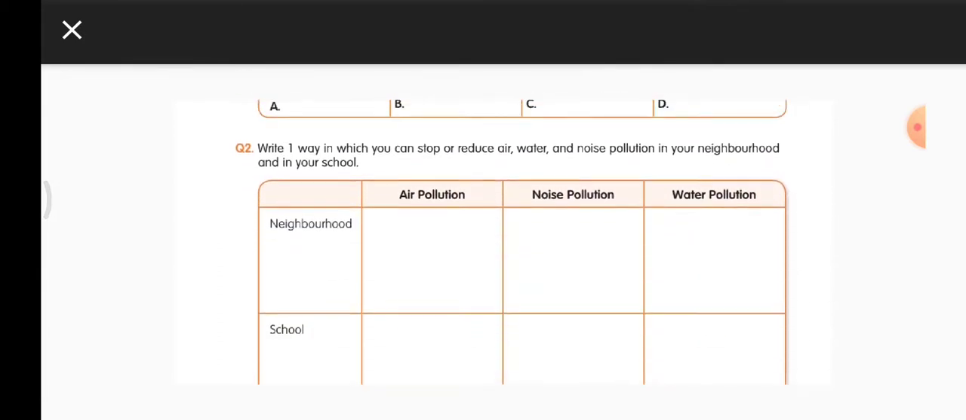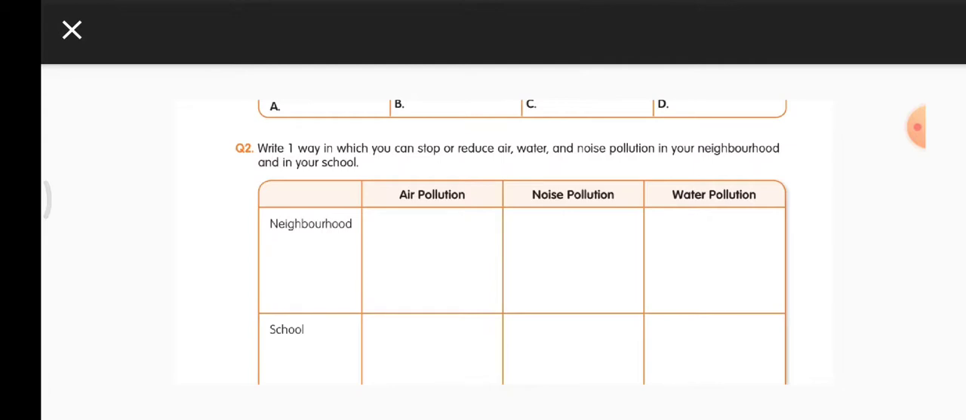Now second question, write one way in which you can reduce air, water and noise pollution in your neighborhood and in your school. Neighborhood means the houses, the places around your house. That is your neighborhood. School, you know. In the neighborhood, how are you going to stop air pollution? What can you do for air pollution?